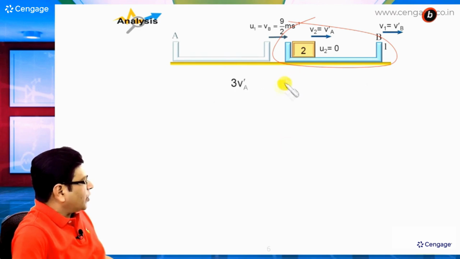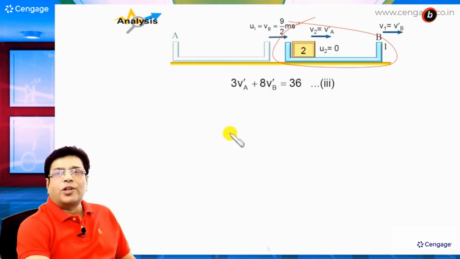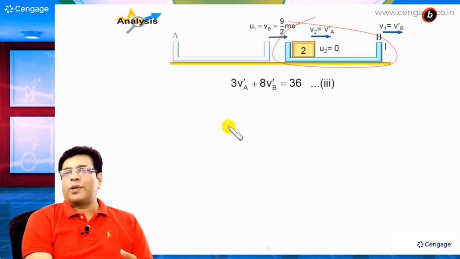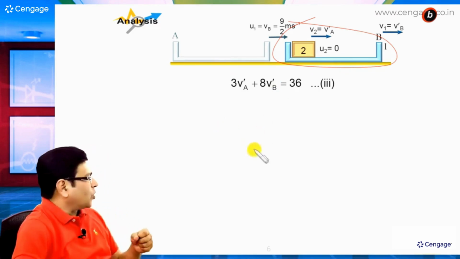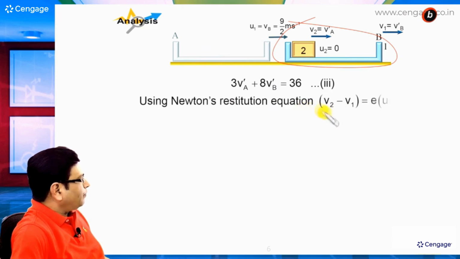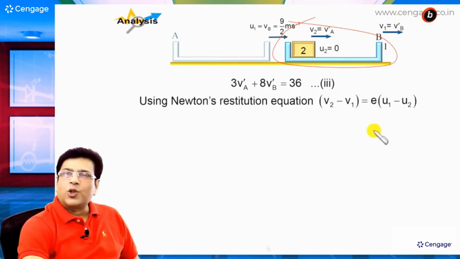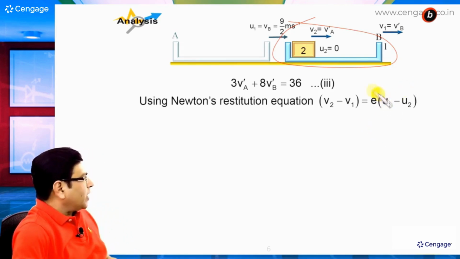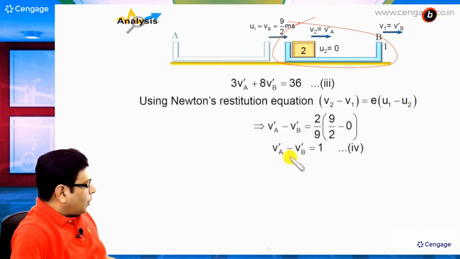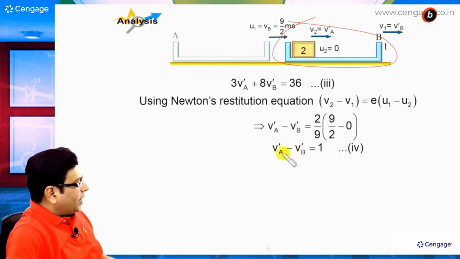So let us write this equation and apply the coefficient of restitution equation, that is relative velocity of separation equal to E times relative velocity of approach. Now we can substitute the value V2 minus V1. In place of V2 we will substitute VA dash, and in place of V1 we will substitute VB dash. E is given, that is equal to 2/9, and U1 is equal to 9/2, and this value is 0. Again we will get one more linear equation in terms of VA dash and VB dash.